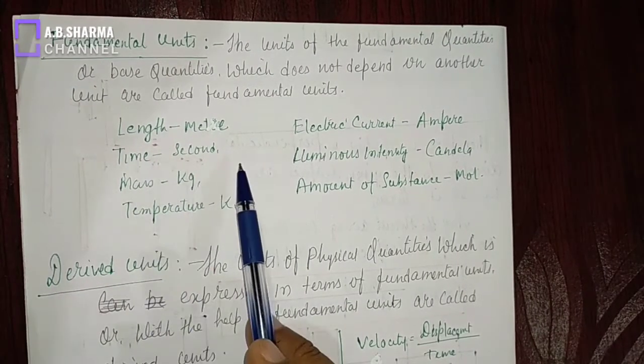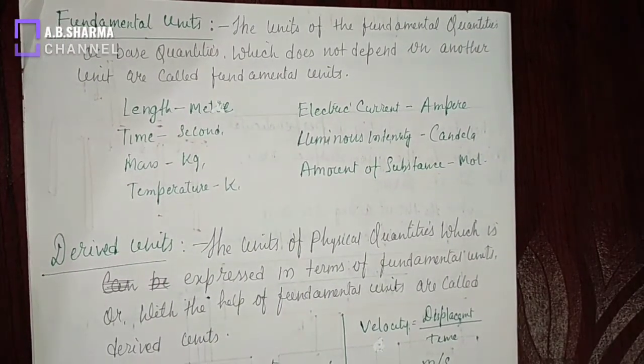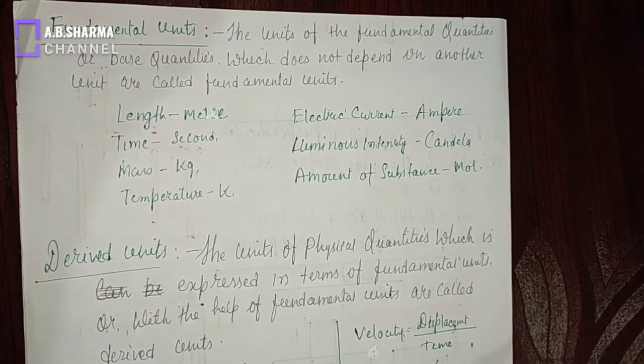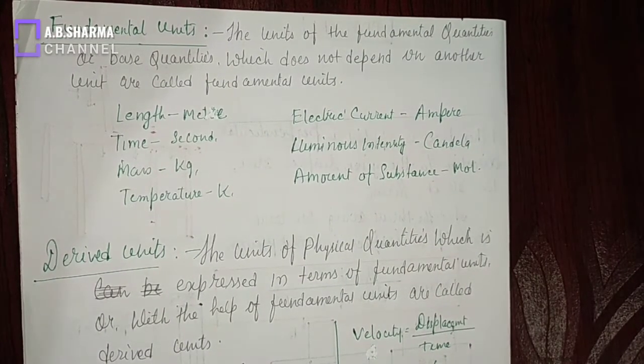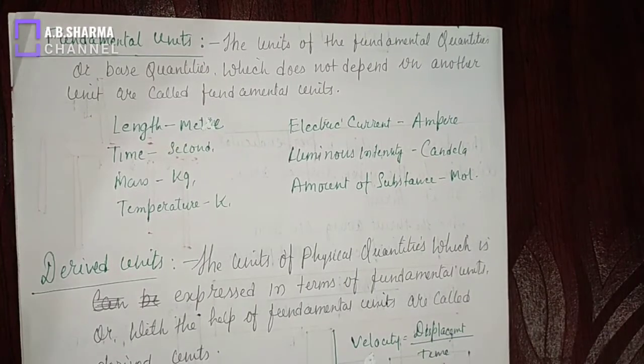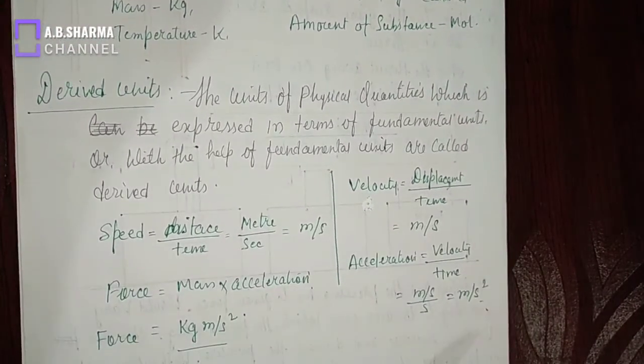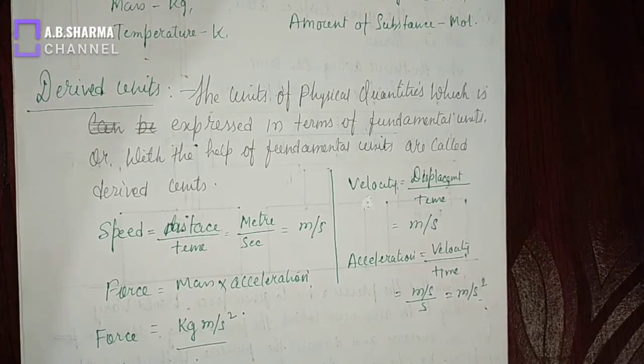Unit of length is meter, unit of time is second, unit of mass is kg, unit of temperature is Kelvin, unit of electric current is ampere, unit of luminous intensity is candela, and unit of amount of substance is mole. Units of these fundamental quantities are called fundamental units. These are 7. And the last one is derived units.